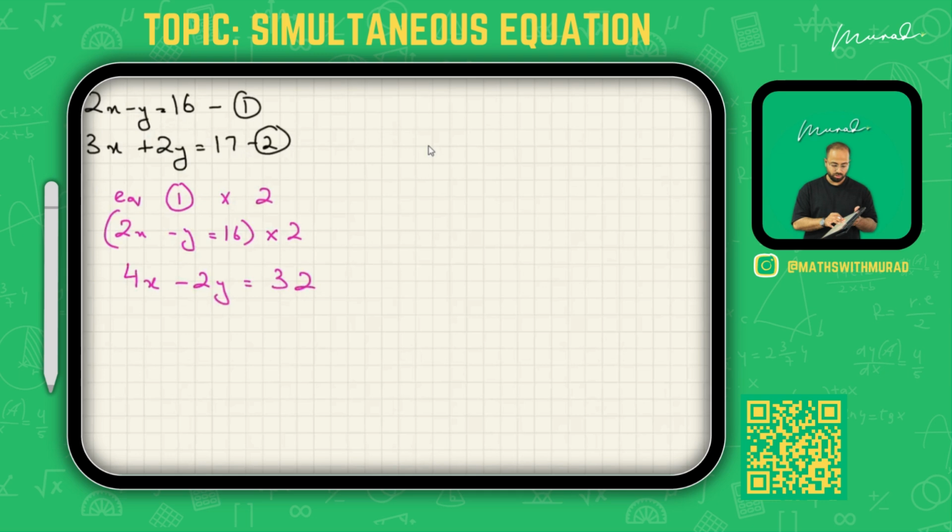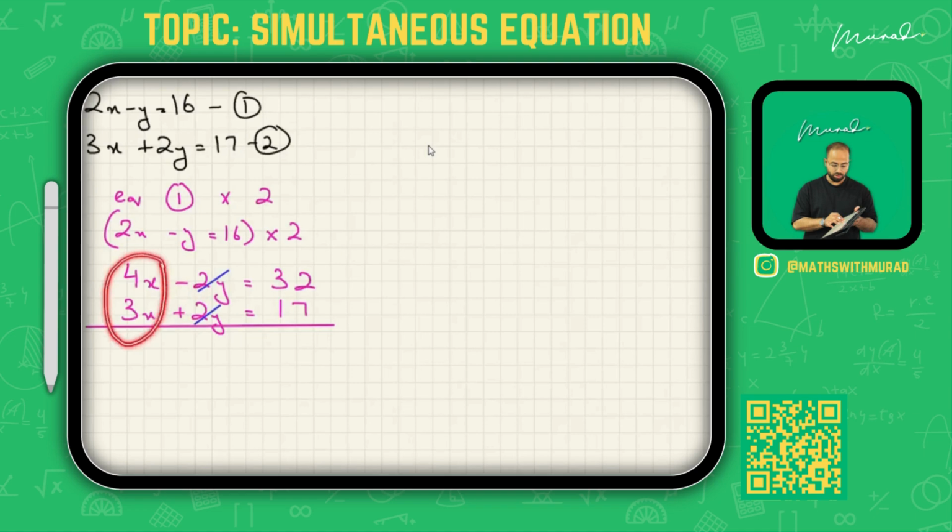Now I'll write the second equation: 3x plus 2y equals 17. Now, as you are observing one clear thing over here, if you notice y, the coefficients are exactly the same and the signs are totally different. So you can easily eliminate y over here. Now I'm left with x.